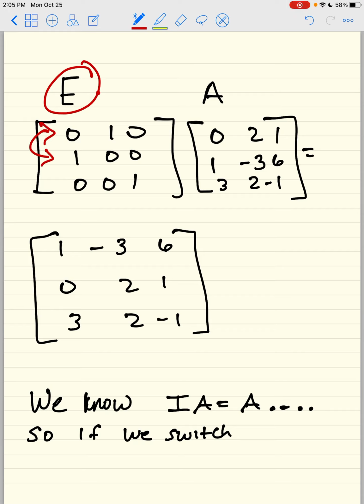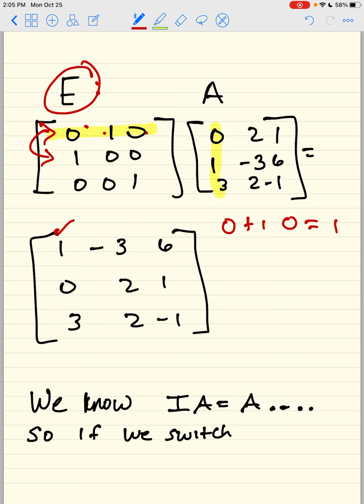Well, let's take a look. If I asked you guys to multiply E times A, and imagine that you don't know anything else except for the multiplication. You don't know anything else. How would we do that? What we would do is we would take the first row and the first column and multiply it, right? 0 times 0, 0. 1 times 1, 1. 0 times 3, 0. So you get 1.